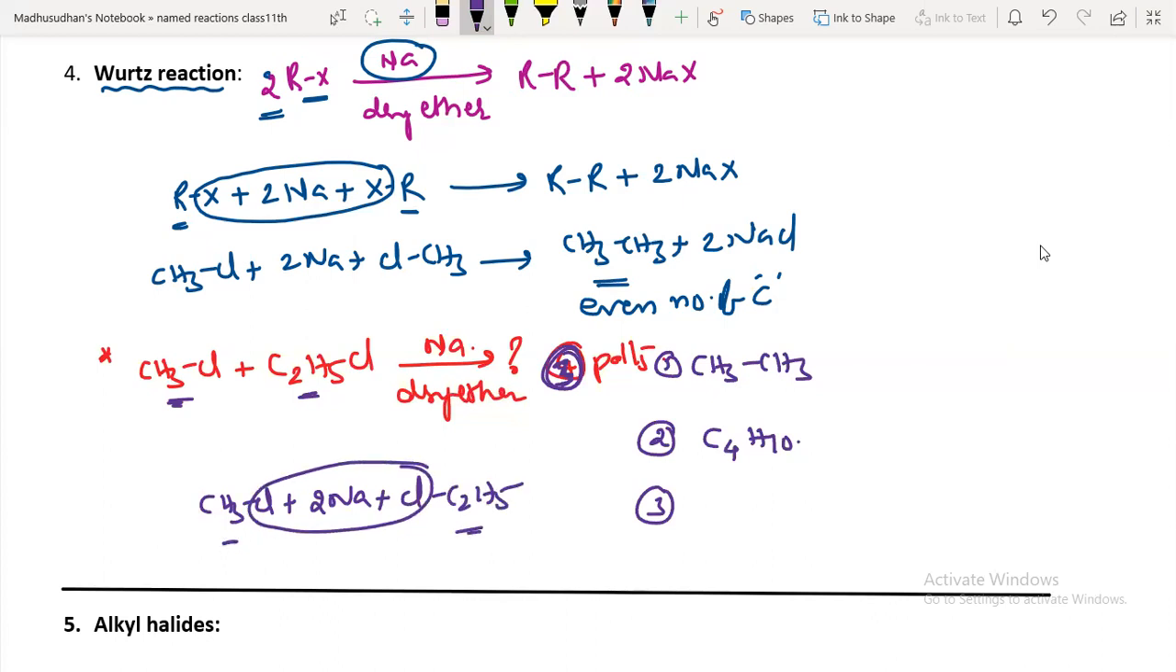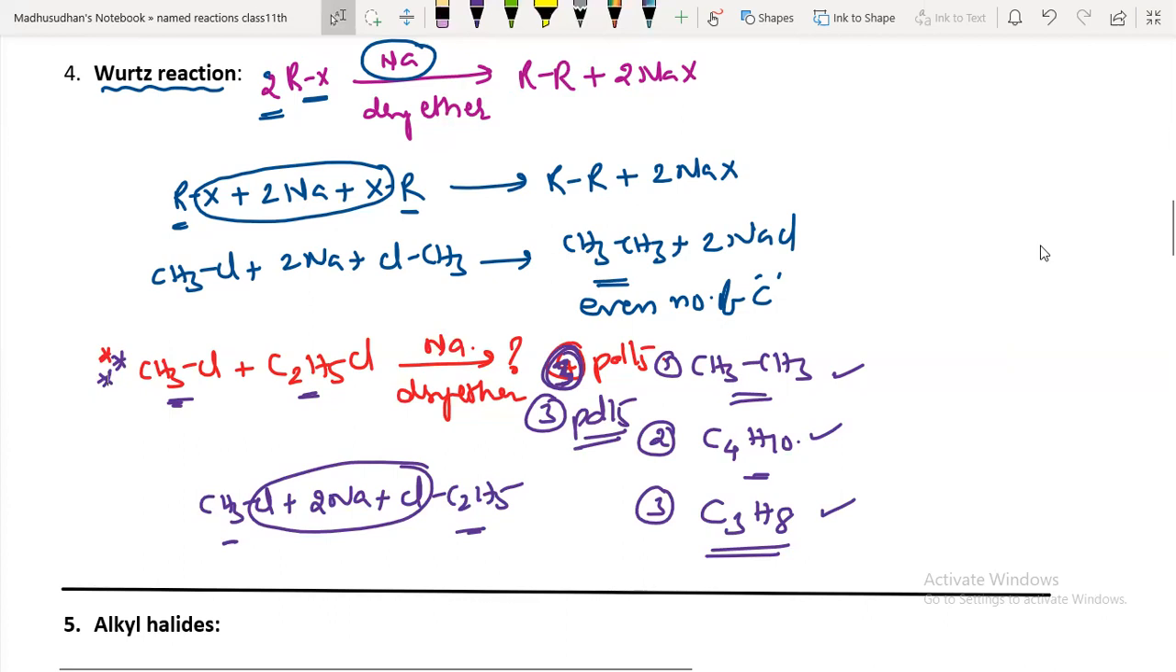So CH3 and C2H5 are connecting, right? So you will get C3H8. So how many different products are you getting? 3 different products are possible in this type of reaction. So when 2 different alkyl halides are present in Wurtz reaction, you will get 3 different products. This is about Wurtz reaction. Here, along with the even number of carbons, you are also getting odd number of carbons.